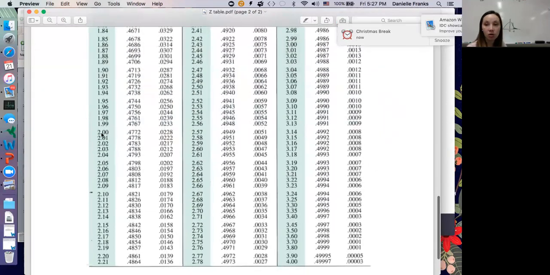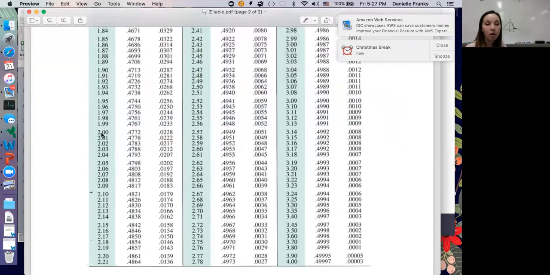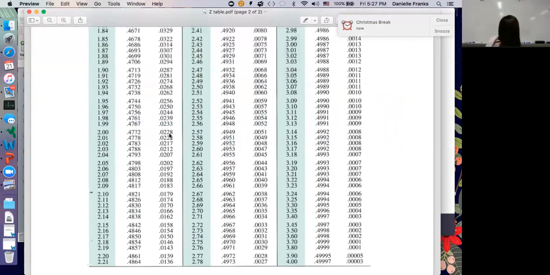So here's our z-score of 2, and we see that the probability associated with that, in our z to infinity column, tells us that the probability of getting a z-score of 2 or higher is 0.0228. If you wanted to convert that to a percent, it would be 2.28%. So that's saying that 2.28% of scores on the normal distribution are 2 or higher.